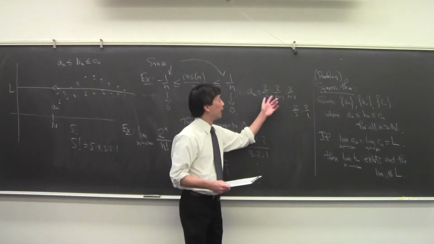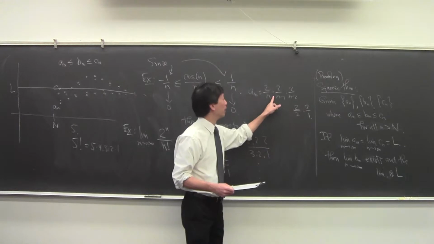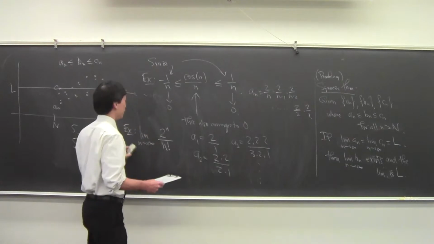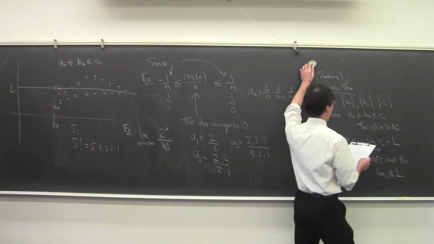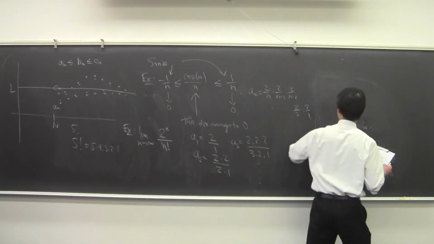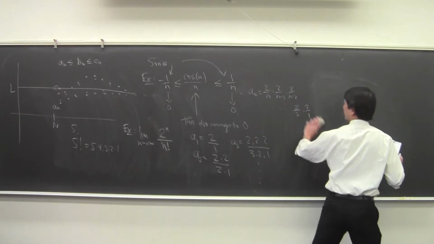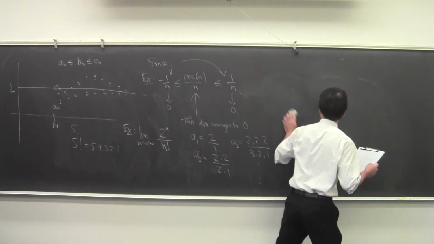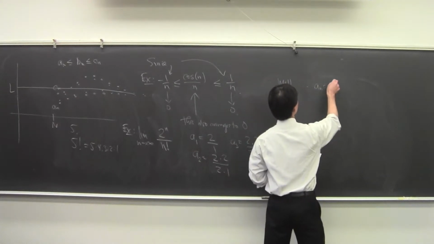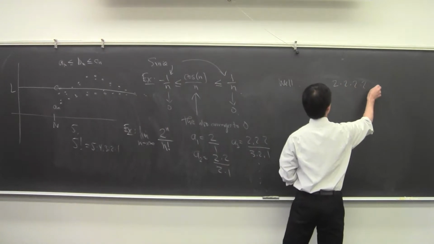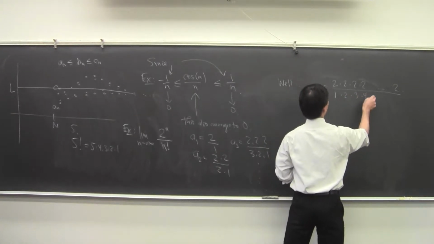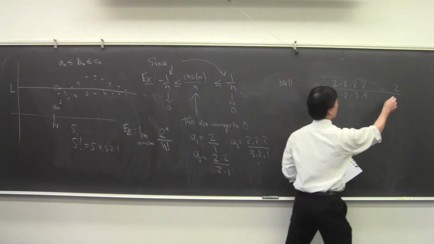Right? And so you see that we're multiplying by numbers that are tiny. Okay, so let's see how we would use the squeeze theorem to... So you say, well, a sub n is 2 times 2 times 2 times 2 times 2 times 2. We've got 1, 2, 3, 4, and so on, up to n.